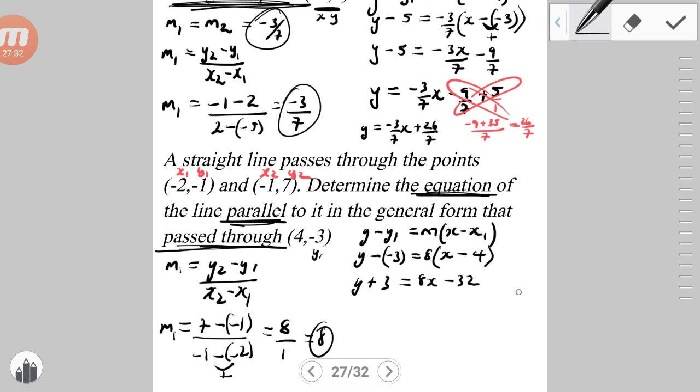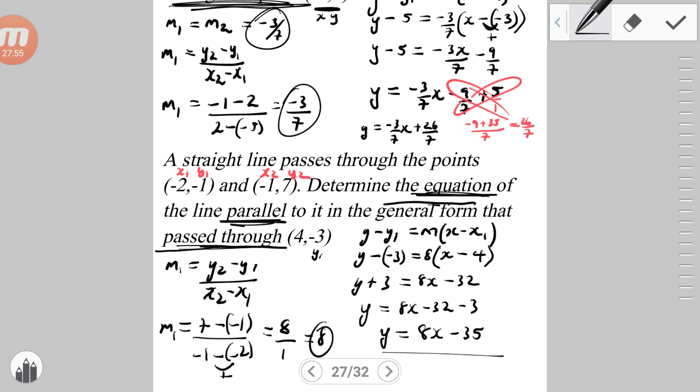All right, and by transposing this to the side here, we end up with y is equal to 8x minus 32 minus 3. Nicely here we worked out the equation to be y equals 8x minus 35, and that is our equation in our what? General form. All right, in our general form.